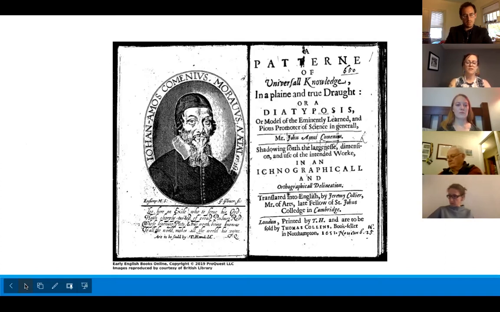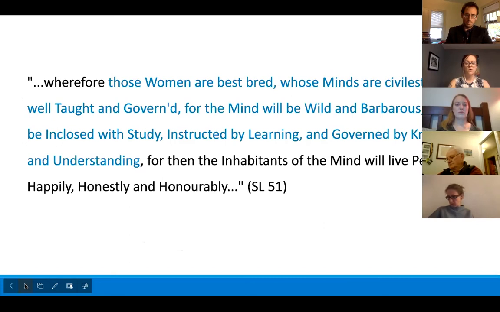Yet Cavendish believed that even wild minds could be civilized by education, and suggested that doing so would benefit the whole of society. She writes, quote, "Those women are best bred, whose minds are civilest as being well taught and governed, for the mind will be wild and barbarous unless it is enclosed with study, instructed by learning, and governed by knowledge and understanding," end quote.